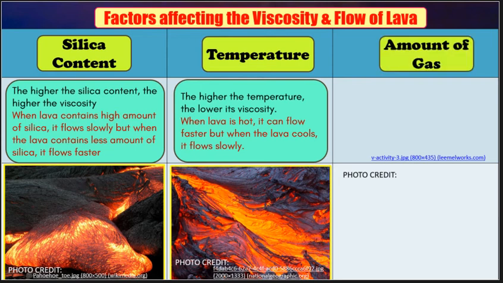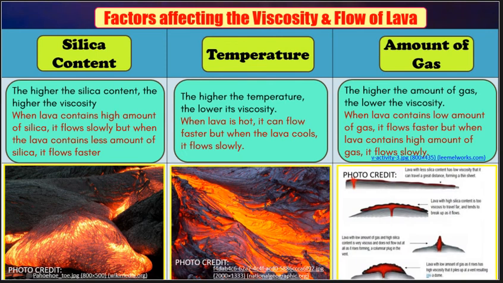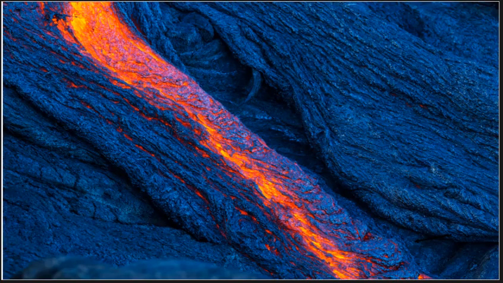And the last one is the amount of gas. The higher the amount of gas, the lower the viscosity, meaning when the lava contains a high amount of gas, it flows faster. But when the lava contains a low amount of gas, it flows slowly. So I hope you understand the three factors affecting the viscosity of the lava.